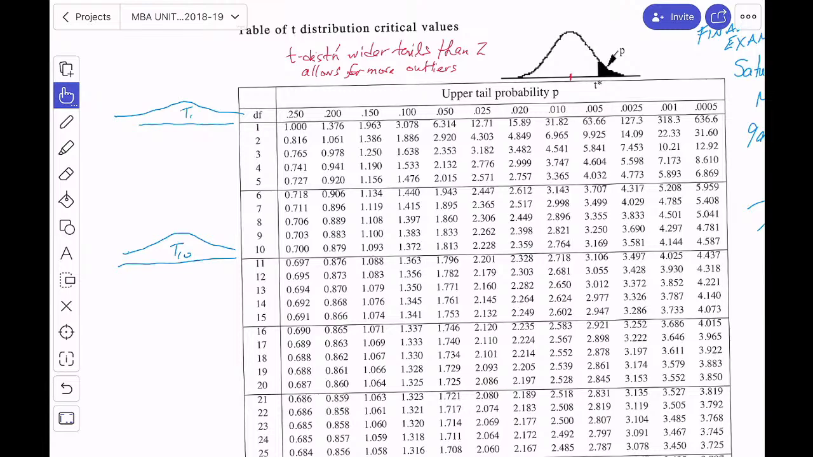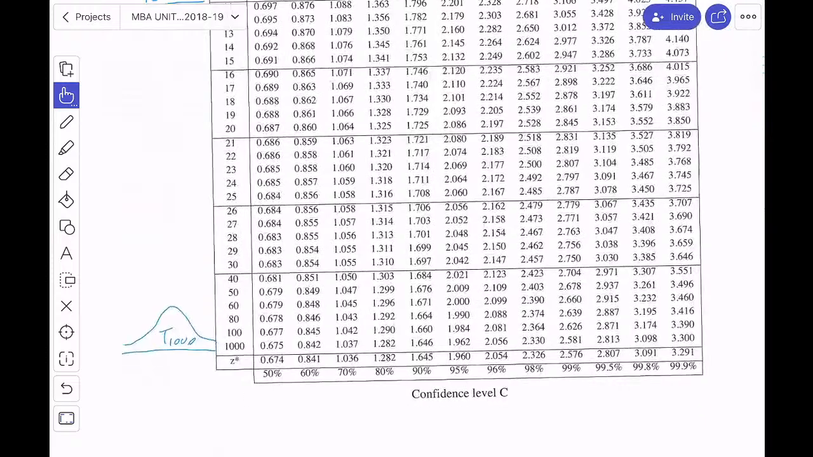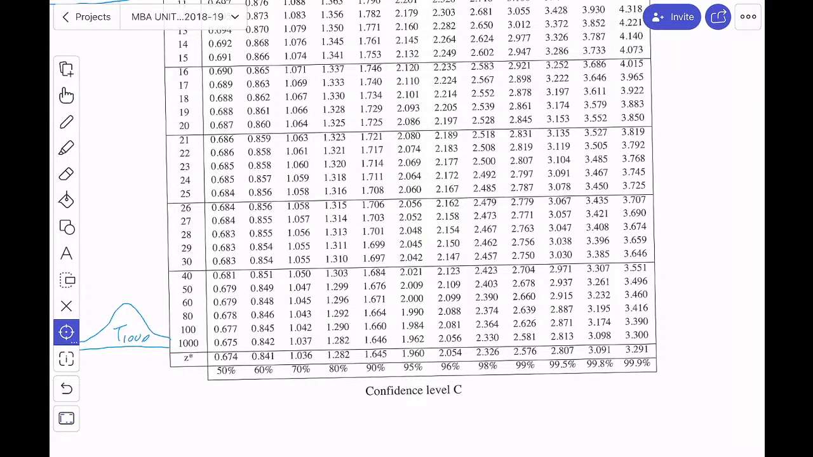Okay, so wider tails, and then they start to narrow as you get a higher sample size, and then it starts to look pretty much like the z. So on the very bottom, after 1,000 observations in the sample, we just put the z standard normal right here. So let's look through the row together.